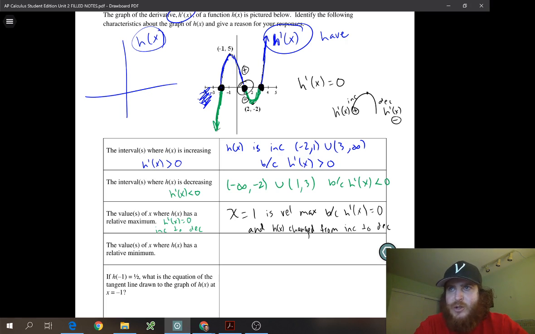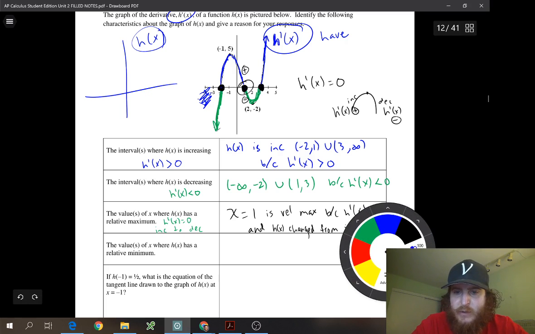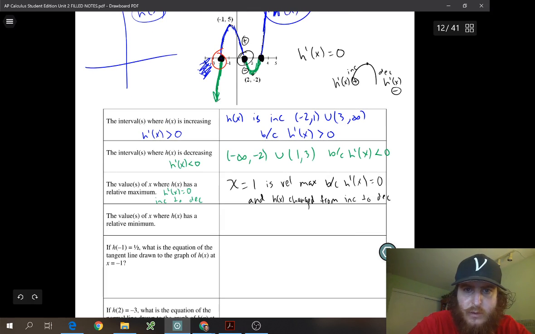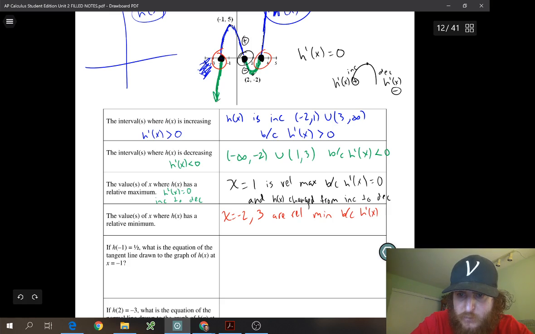Okay. So it's a little bit tricky. Our next one is going to be very similar, but it's going to be the other 2 points. So it's going to be x equals -2 and +3 are our relative minimums. Why? Because two things. First, because h prime of x was 0.